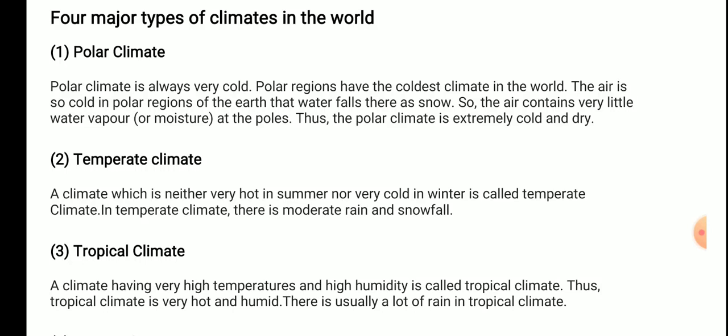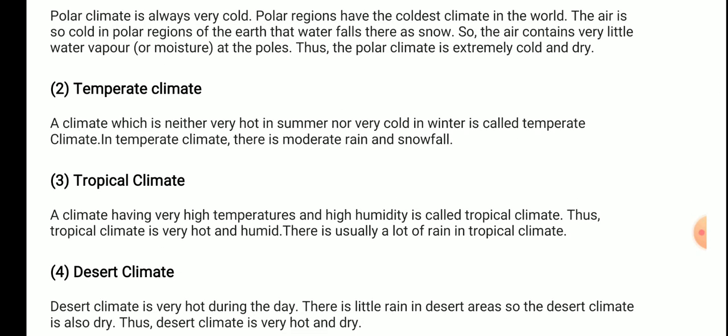Okay students, clear? Third is tropical climate. A climate having very high temperatures and high humidity is called tropical climate. Thus tropical climate is very hot and humid, and there is usually a lot of rain in tropical climate. You might have heard the name of tropical rainforest. Okay, so they are actually very hot and also humid because of the maximum rainfall over there.